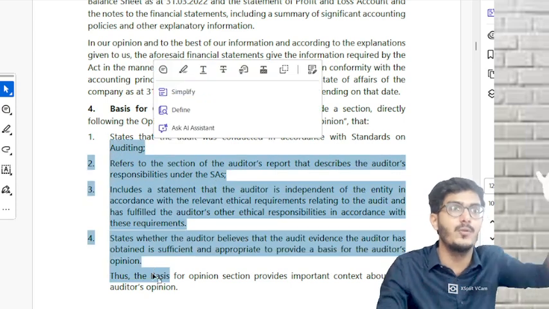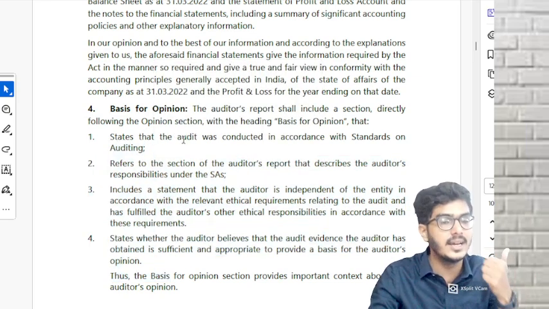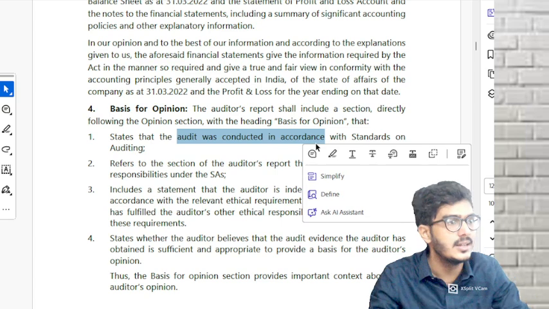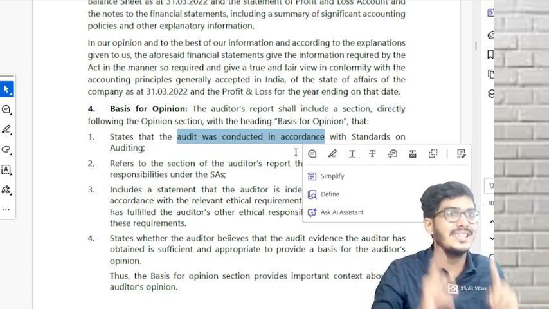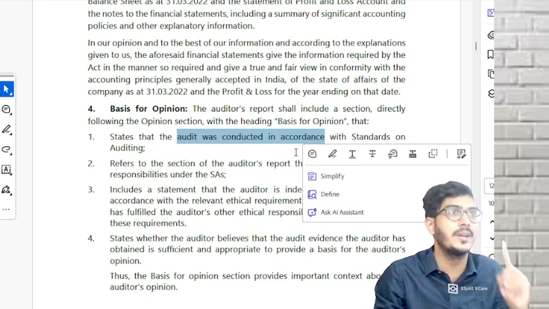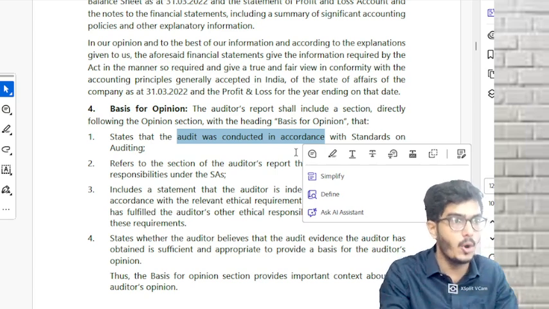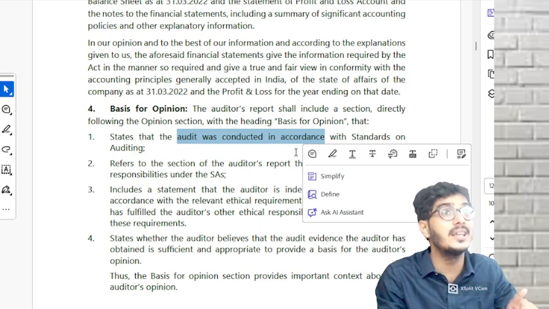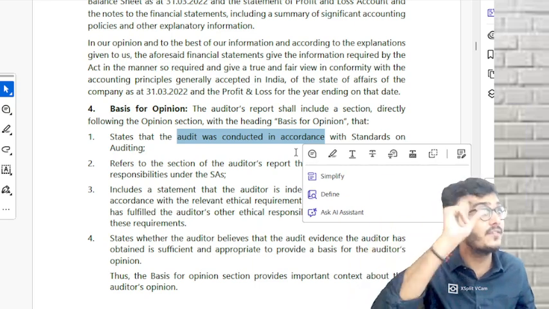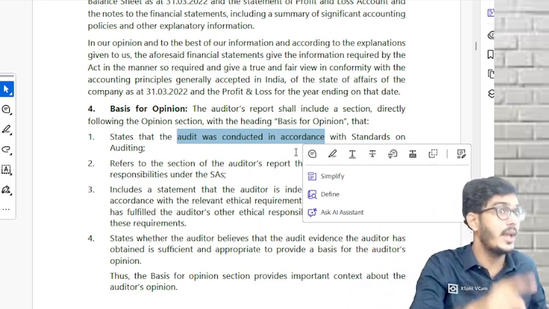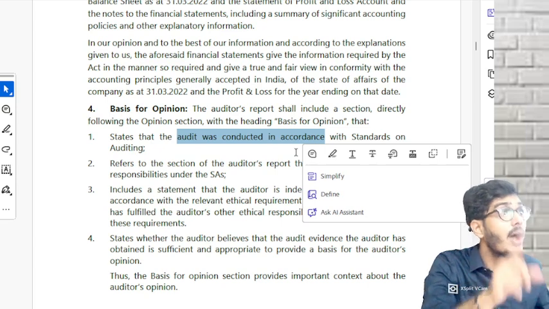You have to state these 4 sentences. State means you have to write it as it is. What is it? First, state that the audit was conducted in accordance with the standards on auditing. Make sure, I forgot to tell you, SA 700 we are discussing only from one opinion perspective. What is that? Unmodified opinion. These 4 points are to be put only when it is an unmodified opinion. If it is a modified opinion, in SA 705 we're going to learn there are a few changes to be made in the basis for opinion paragraph and also in the opinion paragraph. The language and all will change. So this is all for unmodified opinion.